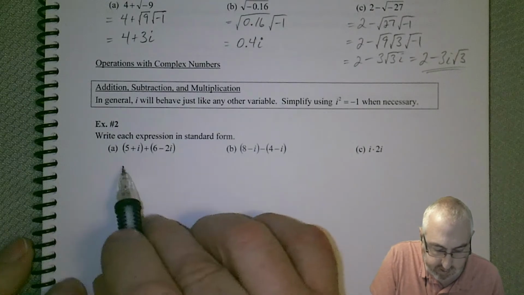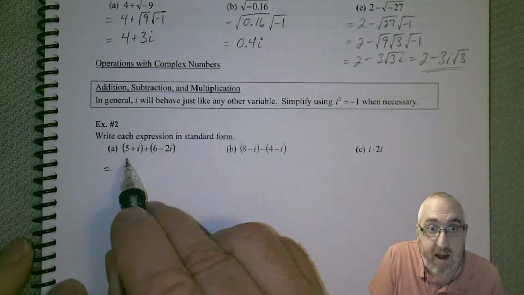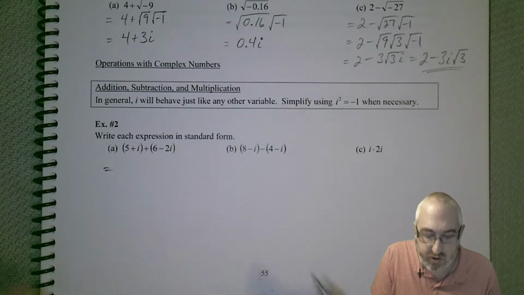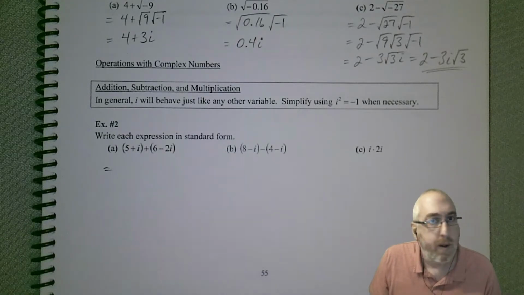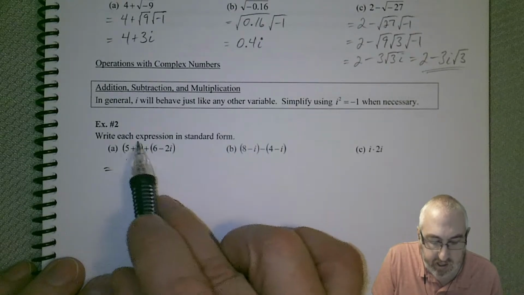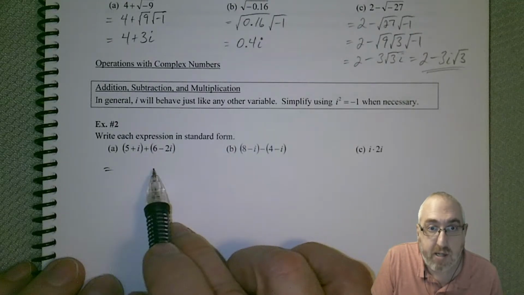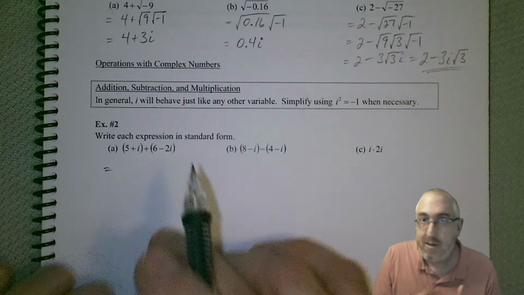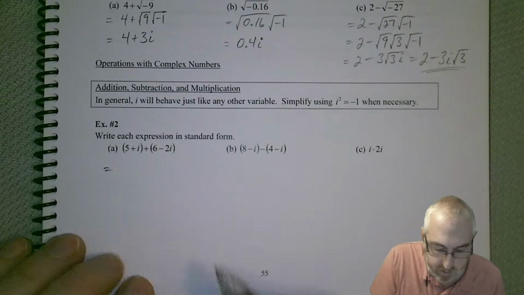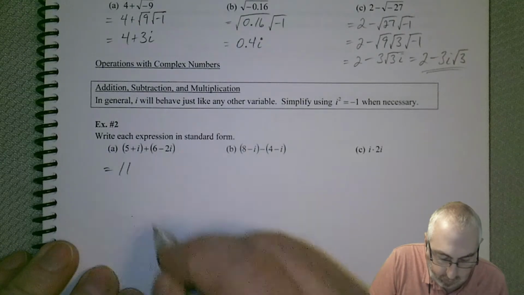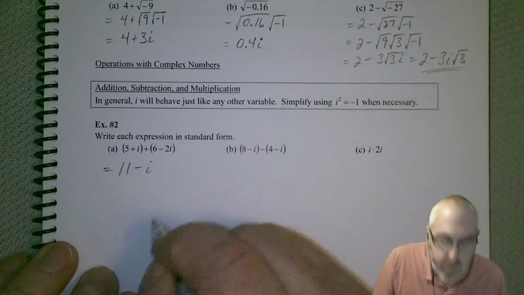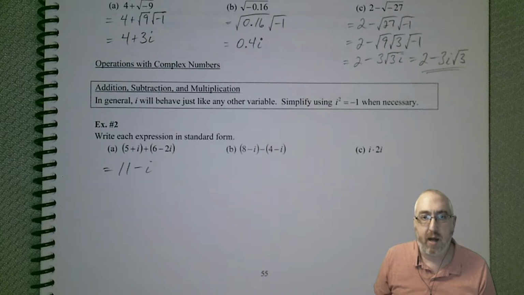All right, so let's take a look here. So we got 5 plus I plus 6 minus 2I. Everything's addition. We got subtraction in here too. But we can drop all of those parentheses out of here. Instead of thinking of this as one complex number and another complex number, just think of it as a big algebraic expression. And you want to combine like terms. So in this case, if we combine our whole numbers and we combine our variable terms, we quickly get 11 minus I.